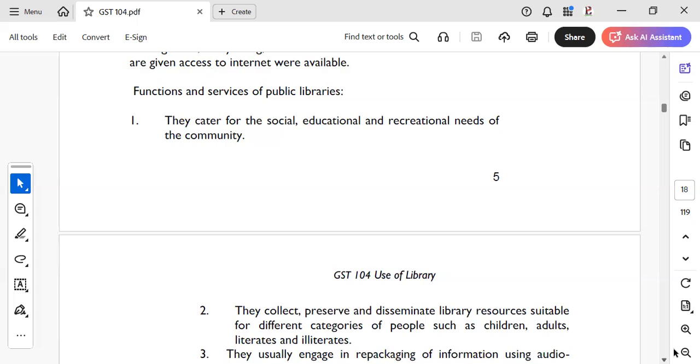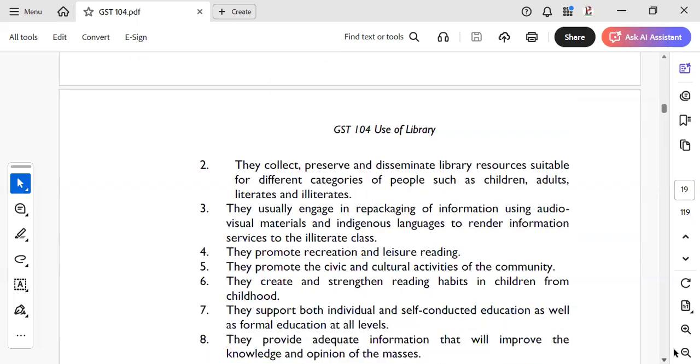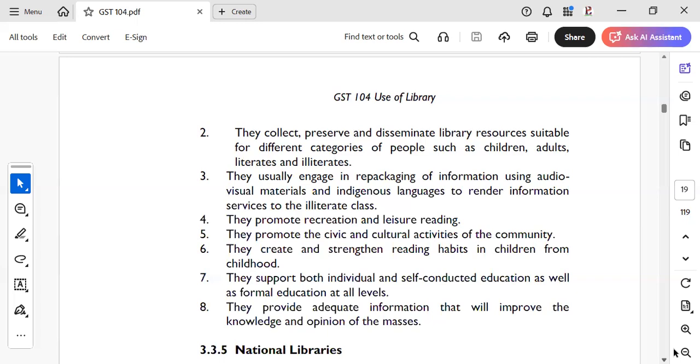Number two, explain, not just reading, you have to explain them. Sir, let me explain one by one then. Number three, they usually engage in the packaging of information using audio-visual materials and indigenous languages to render information service to the illiterate. Number three is simply saying that any information they get from the library, they package it to explain to those that don't understand it, like the illiterate ones.